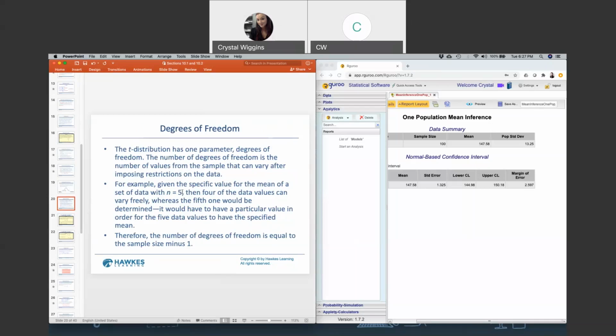Think about asking a survey question to just a sample size of 5 people. I hope you guys can agree that that doesn't sound very accurate, which is why we have to use the t-distribution to balance that inaccuracy. But anyway, if we are looking at a sample size of 5, then 4 of the data values can vary freely, whereas the 5th one would be determined, meaning it would have to have a particular value in order for the 5 data values to have the specified mean. Therefore, the number of degrees of freedom is always equal to the sample size minus 1.